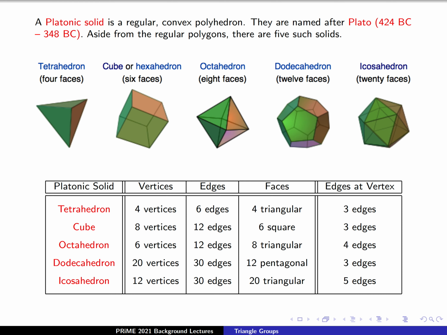Here, on the screen, you can actually see a little bit more information. These 5 Platonic solids are called the tetrahedron, the cube, octahedron, dodecahedron, and icosahedron. Here we've written out how many vertices, edges, and faces each of these Platonic solids has.